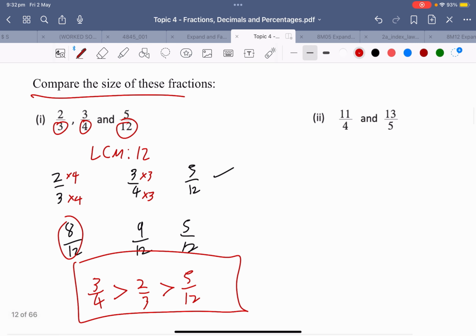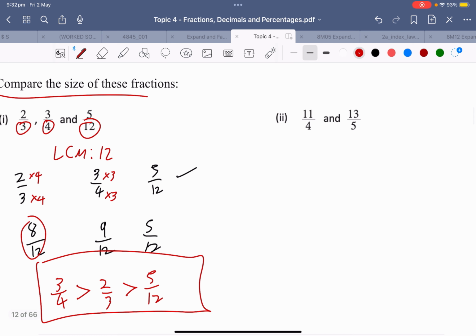Okay? Question 2. I'll give you a second to pause and have a go. Unpause when you're done. Okay, I'm going to go straight into it. You should have paused and tried by now.